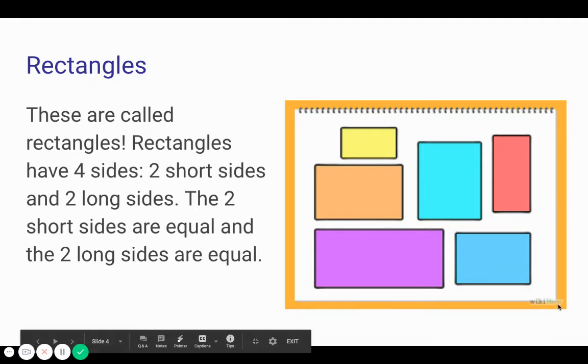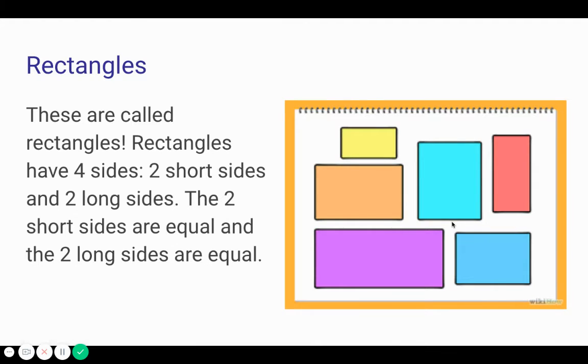These shapes are called rectangles. And rectangles have 4 sides, just like a square, but rectangles are usually longer. They have 2 short sides, like these, and they have 2 long sides. Here are the long sides I'm pointing to. Long sides. Now, the long sides, those are parallel to one another.